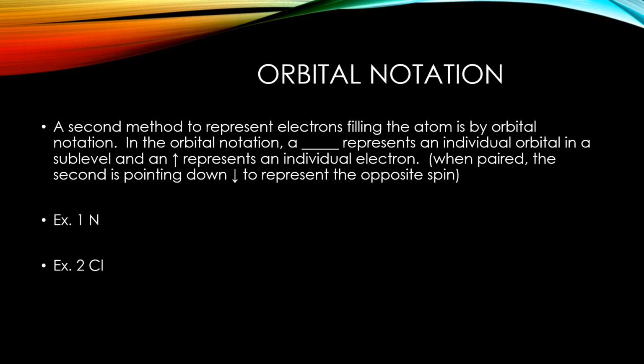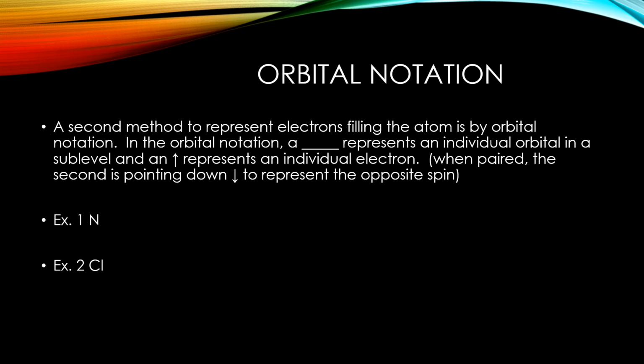So for that orbital notation, you are using a dashed line to represent an individual orbital within a sublevel, and you use an arrow to represent an individual electron. When the orbitals are paired, the second electron is pointing down to represent that opposite spin for that Pauli exclusion principle. So here's where I'm going to kind of illustrate all three of those different rules that we were talking about.